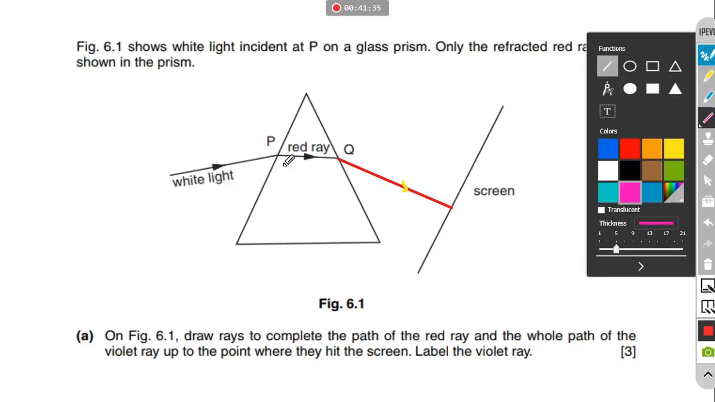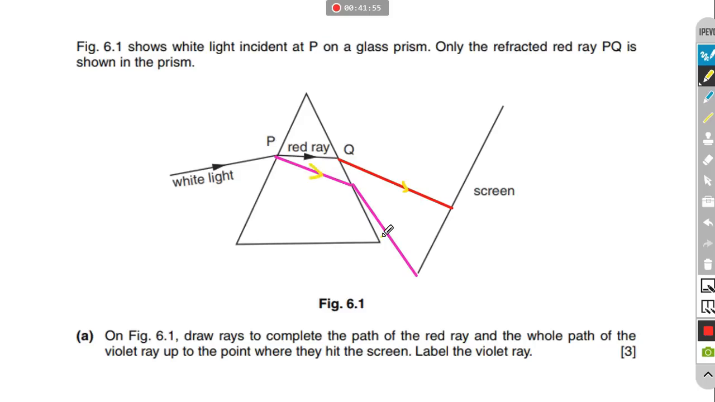So same thing. Violet, when it enters, it refracts more than red. And even after it exits, it refracts even more. That's why they disperse. And why does it refract more? Well, due to the geometry of the shape. Don't forget to label the directions.